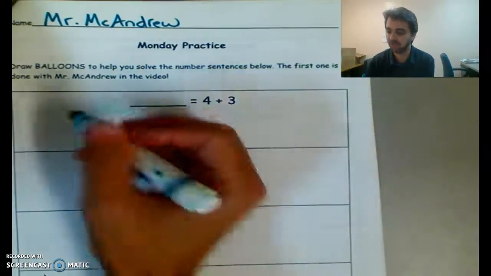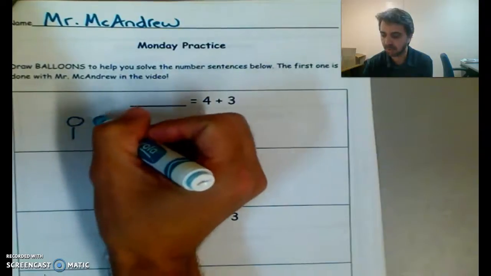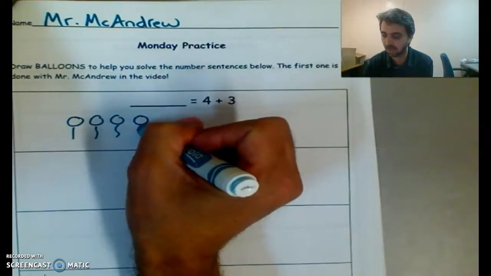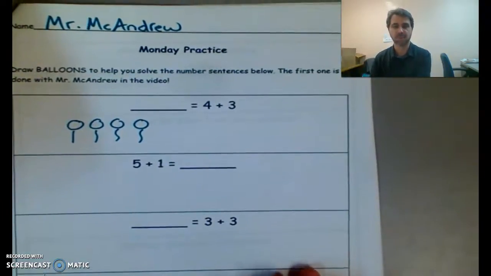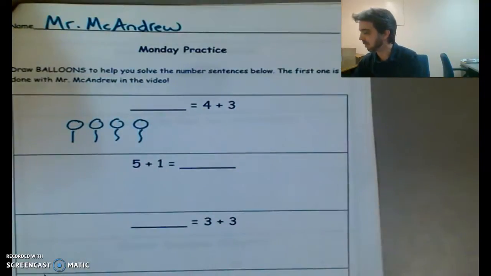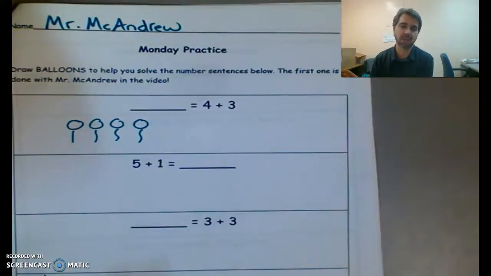So let's draw 4 balloons. So I'm going to draw 4 balloons. 1, 2, 3, 4. Okay, so draw your 4 balloons. If you want to just watch me do it and then fill it in later, that's totally fine. Okay? And now I'm going to draw 3 balloons. I'll make these red. If you only have a pencil, that's totally fine. If you have different markers, you can use different colors.